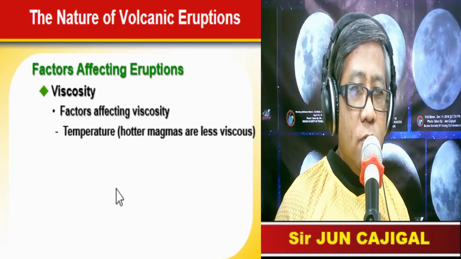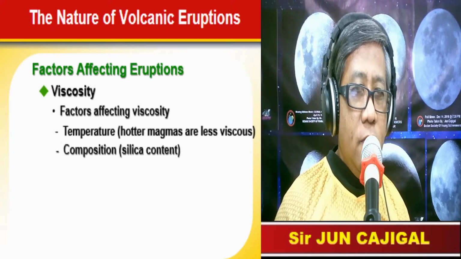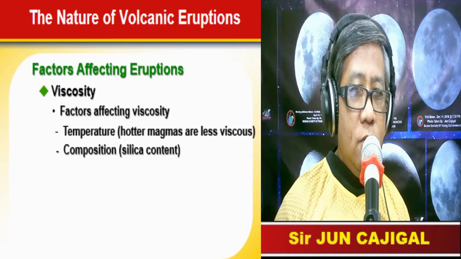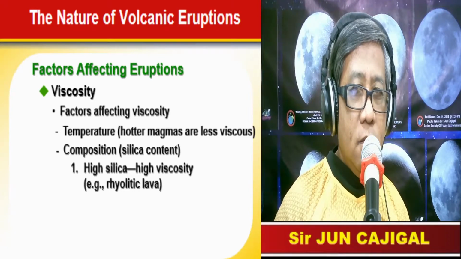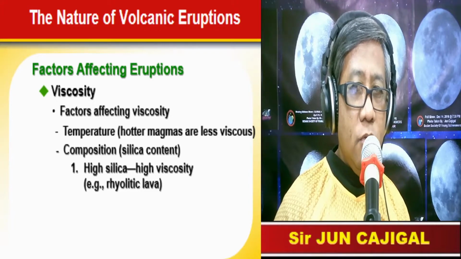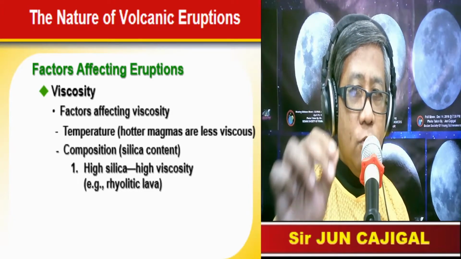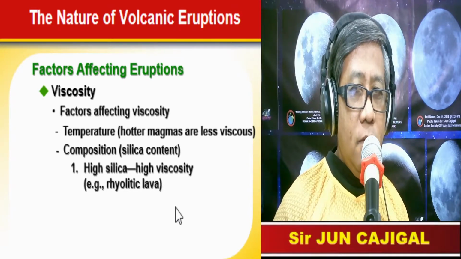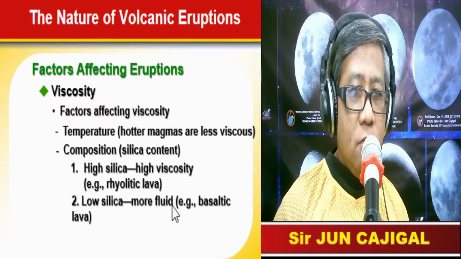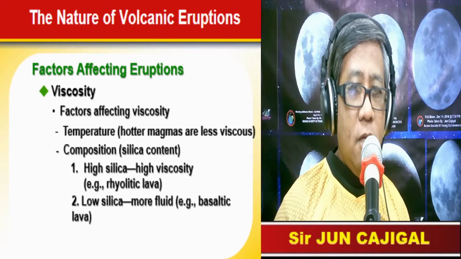Now, another factor would be the composition of the magma. Now, when we say composition, we refer to this as the silica content of the magma. So this means that the higher the silica content of the magma, the higher is the viscosity. Ibig sabihin po nito, pag mataas yung silica content ng magma, mas malapot po siya. Okay, example, we have rhyolitic lava. And pag mababa yung silica content, the lower the silica content, hindi po siya malapot. The lava is less viscous, like basaltic lava.